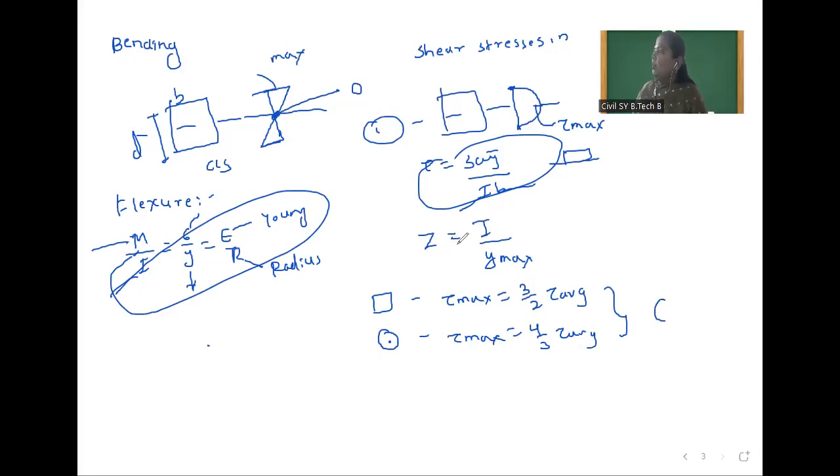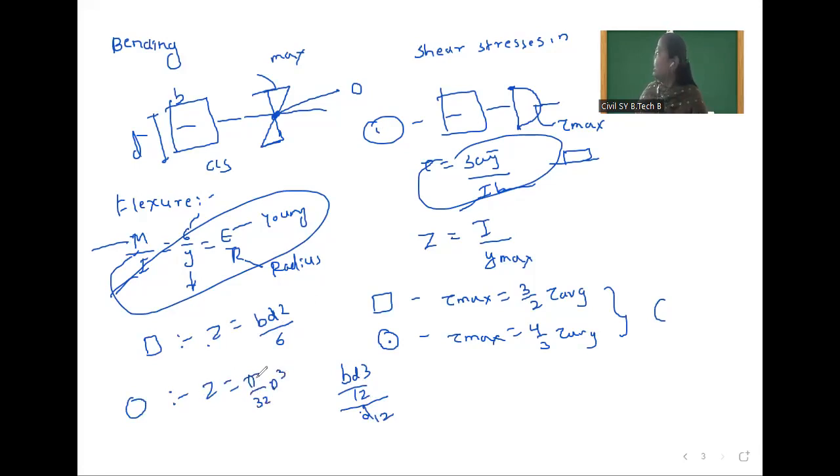After that we saw that for rectangular section, section modulus Z is equal to B D square divided by 6, because moment of inertia is B D cube divided by 12, and after that divided by y max, that is D/2. So accordingly this equation will come. For circular section, Z, the section modulus, is equal to pi/32 D cube, and I is pi/64 D raised to 4. Okay. So that much points we have covered in bending stresses and shear stresses.